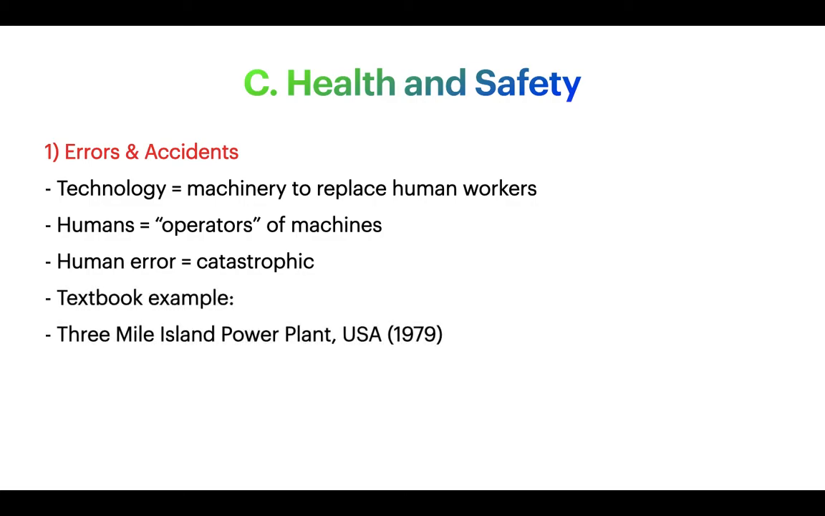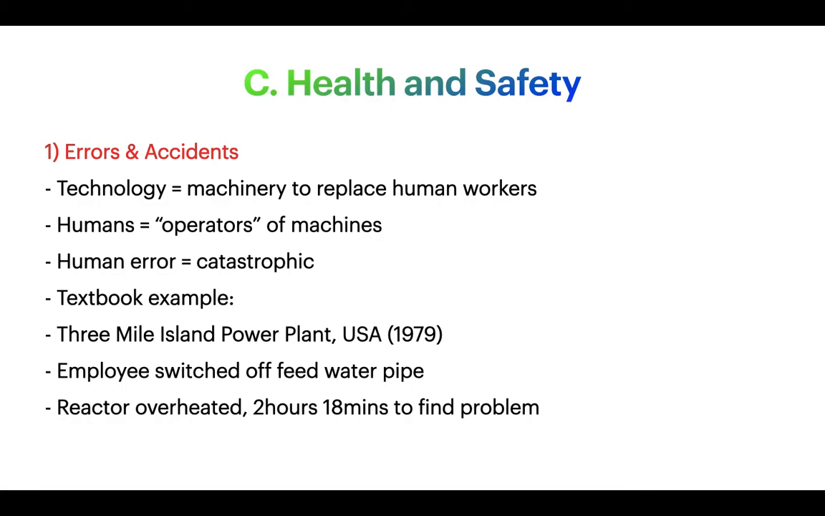In your textbook, there's this example of the Three Mile Island power plant problem, which happened in 1979 in the US, right? Where an employee was switching off the feed water pipe. Feed water, I think, takes away the radioactive water from the plant, right? So the reactor overheated as a result of this for 2 hours. It took them 2 hours and 80 minutes to find the problem. That's a long time when you're dealing with a nuclear reaction. And if you've heard of Chernobyl, right? Chernobyl exploded and has caused a lot of problems in Russia because of human error.